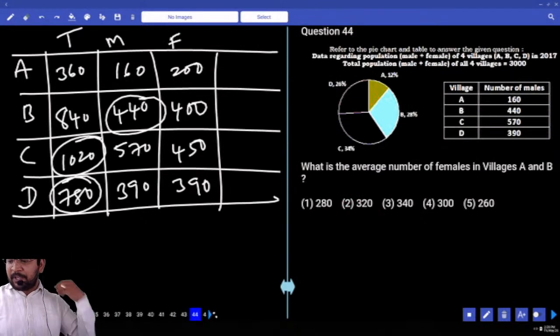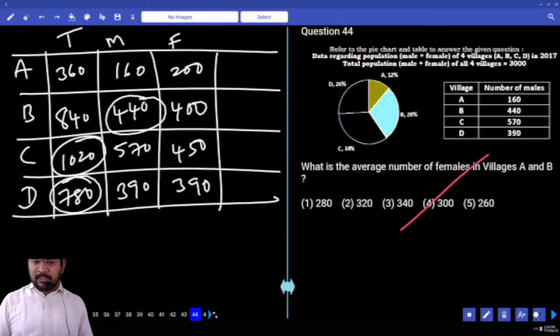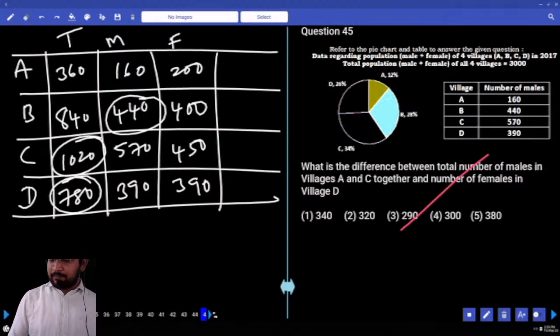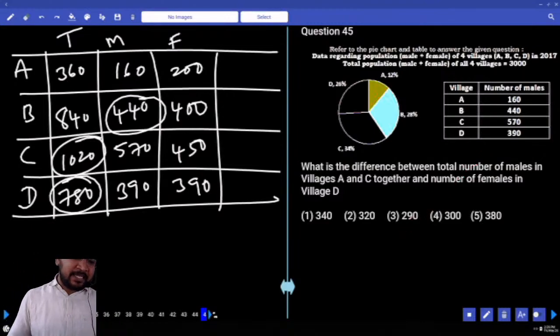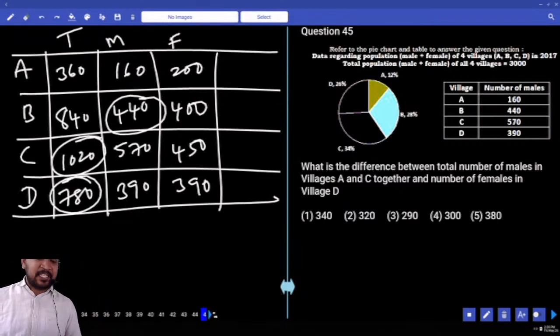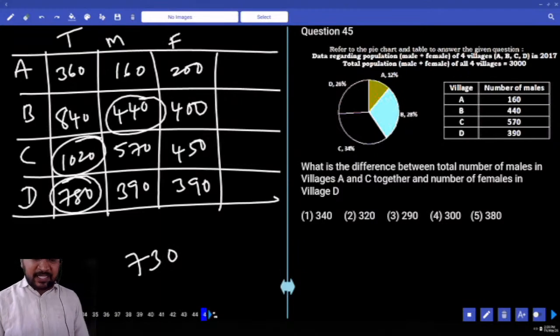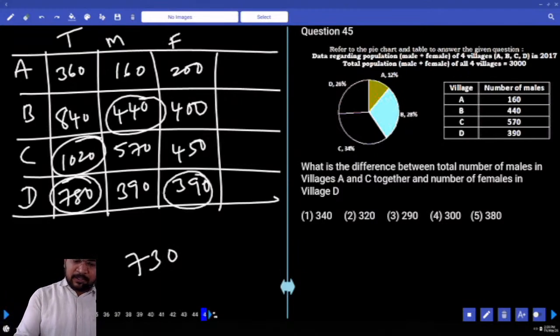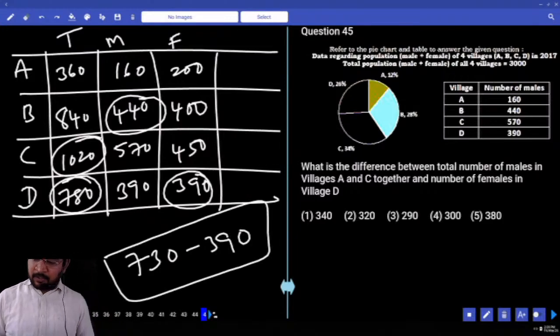What is the average number of females in village A and B? Females: 200, 400, total 600. Average is 300. What is the difference between the total number of males in A and C together and the females in village D? Males in A and C: 160, 570, total 730. Females in village D: 390. The difference is 340.